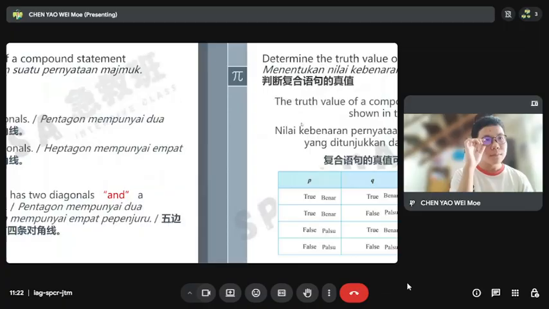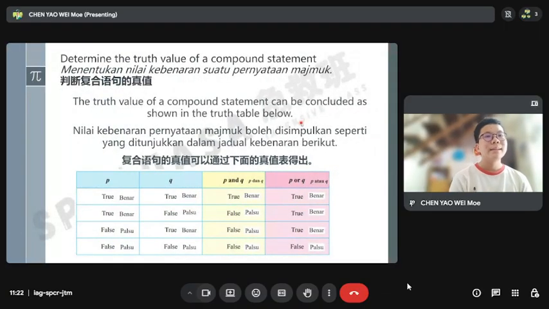Okay, this is a table. This table seems very hard to remember, but actually there is one way to remember it. If one of the statements is false, P and Q will become false, but P or Q becomes true. If all the statements are true, it is always true. If all the statements are false, it is always false. Let me put it in simple words.